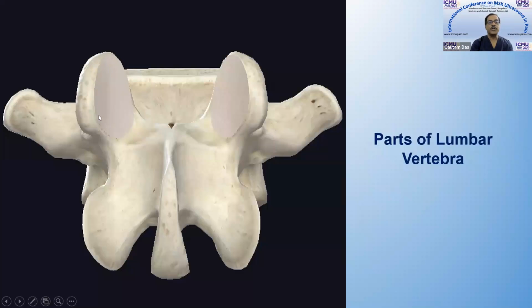This is the superior articular process. This is your transverse process. This is your inferior articular process. This is your spinous process. This is your lamina. And in front, we are having the vertebral body. This is when we are looking from the posterior, from back.